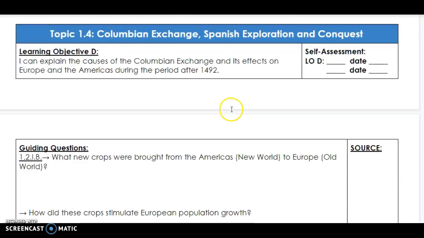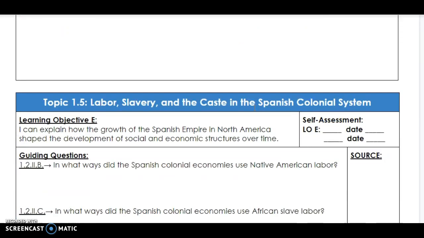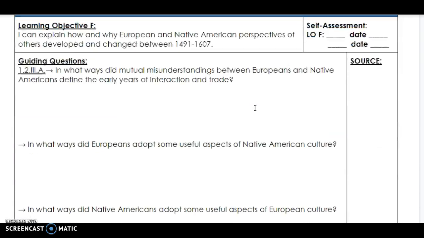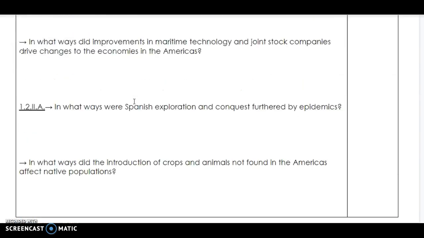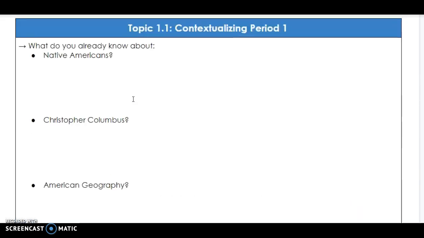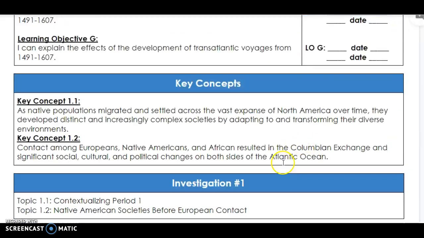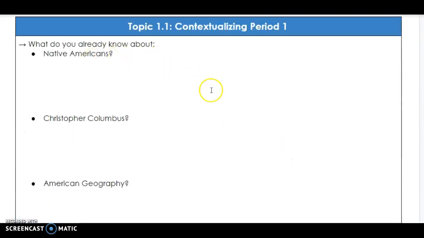Go down to learning objective D, E, F, and then G we started with because of how I have my things formatted. Okay, and then I'm going to scroll all the way back to the top. So again, what you need to have for Friday when you come to class is the self-assessment on all of the learning objectives, A through G, so these two and then the ones throughout. And you also need to have topic 1.1 completed.